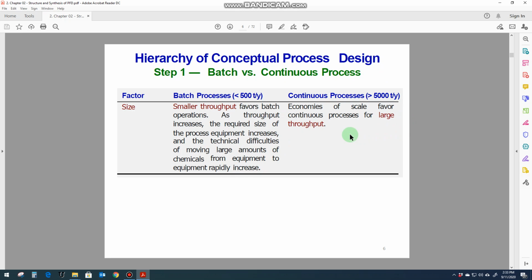However, in the continuous processes, economics of scale favor continuous processes for large throughputs. Now, for these continuous processes, what we can see is that the raw materials do not have a large retention time in the equipment. So the raw materials that are going into the system are converting into the product and going out of the system. So in that case, economics of scale matters a lot, and we don't have to have very large equipment to keep all of those raw materials together for a very long time. Okay, so in the continuous process, we can have an advantage of economics of scale.